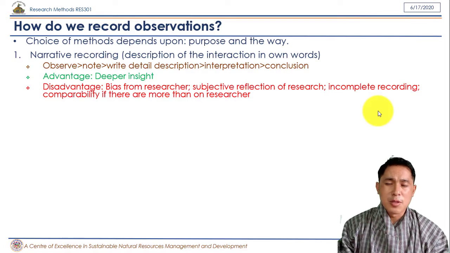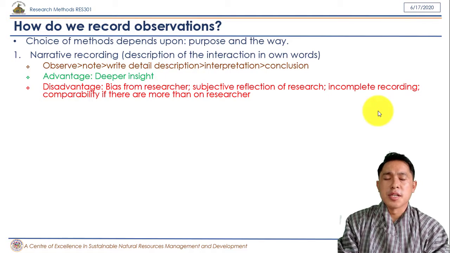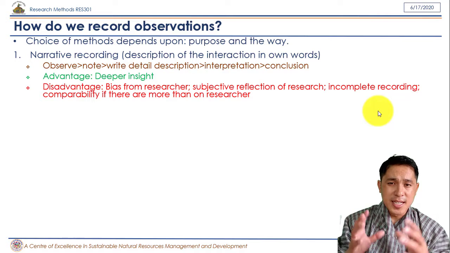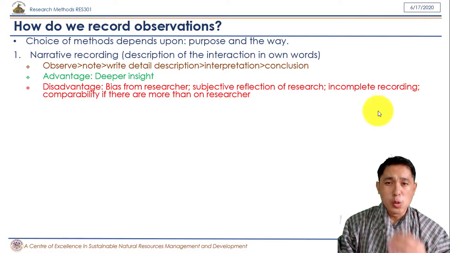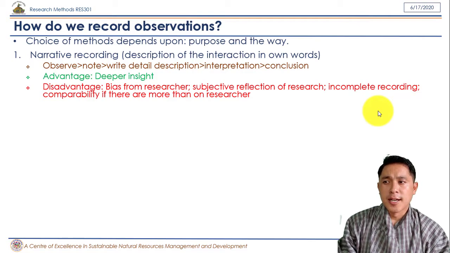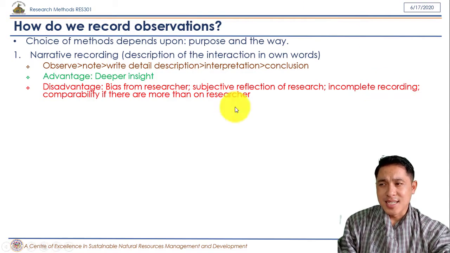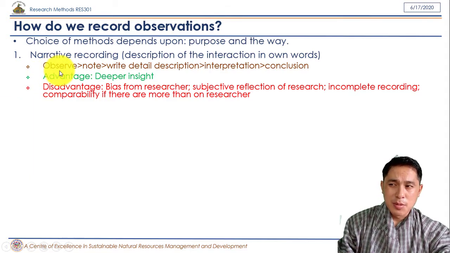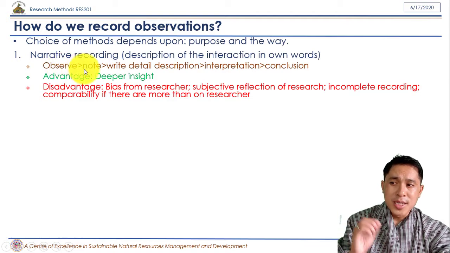The first and foremost method of recording an observation is through narrative recording. Basically, this is a description of the interaction in your own words. So basically a narration made from the observation in your own words. What you do in this step is to basically observe the participant or non-participant observation. These groups are being observed, then you note down.